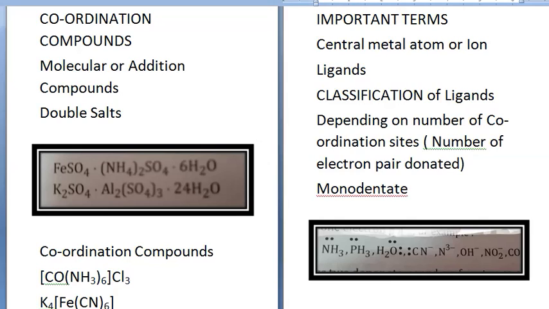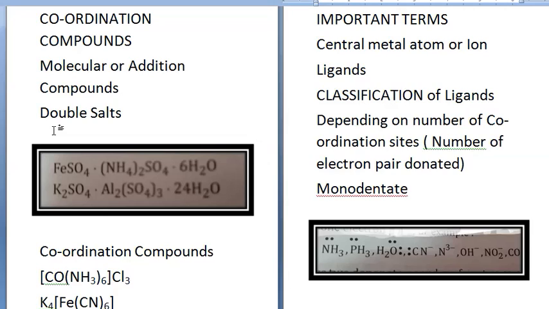When solutions containing two or more salts in simple molecular proportions are allowed to evaporate, crystals of new compounds called molecular or addition compounds separate out. And these compounds are of two categories. First category is double salts and the second category is coordination compounds. Now, double salts are those molecular compounds which exist only in crystal lattice but break down into their constituent compounds when dissolved in water or any other solvent.